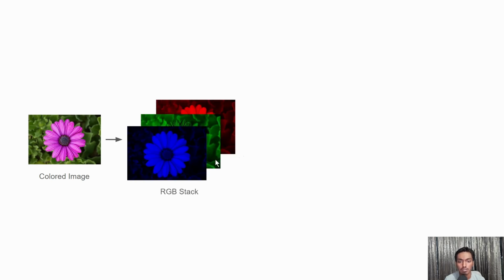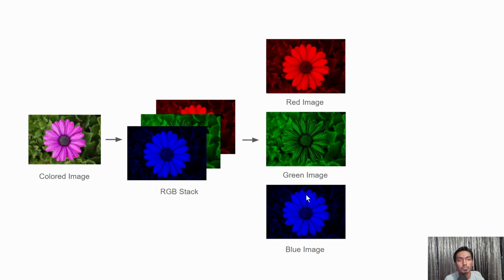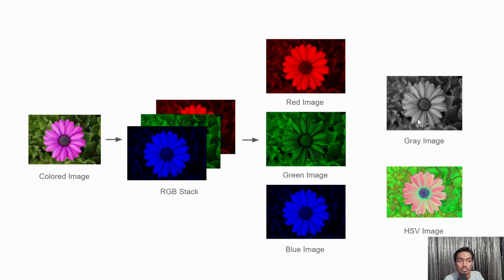The most common color space format is RGB. This is like three different images, red, green and blue, which stack together and create a colored image. By default, it is the most used color space, but this is not the only one. We also have grayscale, which only shows us the intensity of light, like this one. This is called a gray image, and this is another color space which is HSV. It separates image intensity from color information.